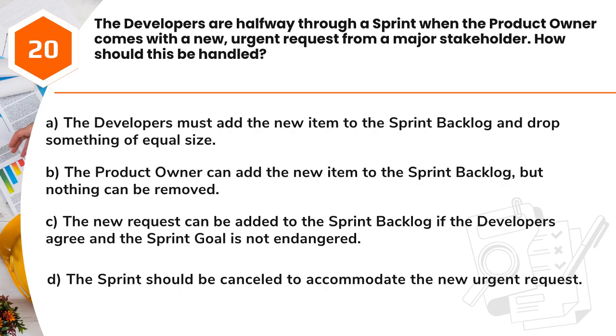Question 20. The developers are halfway through a sprint when the product owner comes with a new urgent request from a major stakeholder. How should this be handled? A. The developers must add the new item to the sprint backlog and drop something of equal size. B. The product owner can add the new item to the sprint backlog, but nothing can be removed. C. The new request can be added to the sprint backlog if the developers agree and the sprint goal is not endangered. D. The sprint should be cancelled to accommodate the new urgent request.